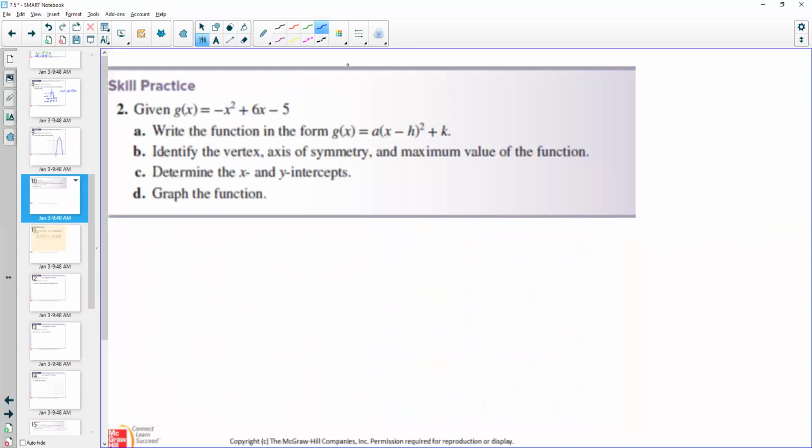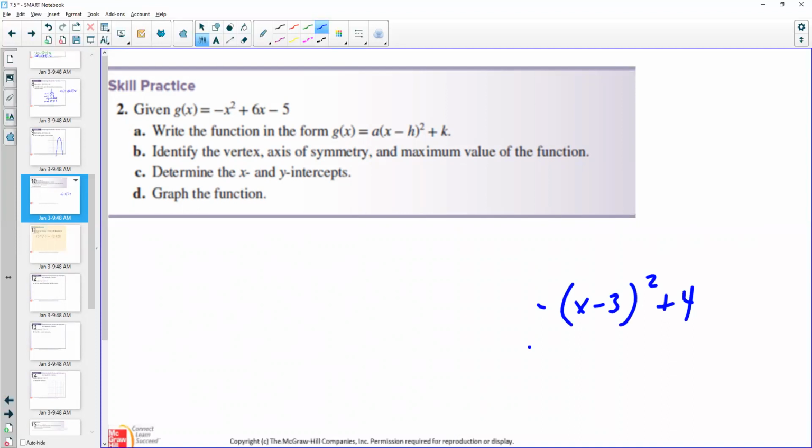All right, this is one for you to try. It is worth working through this. I will tell you the following things. First, in its properly written form, it is negative (x minus 3) squared plus 4.